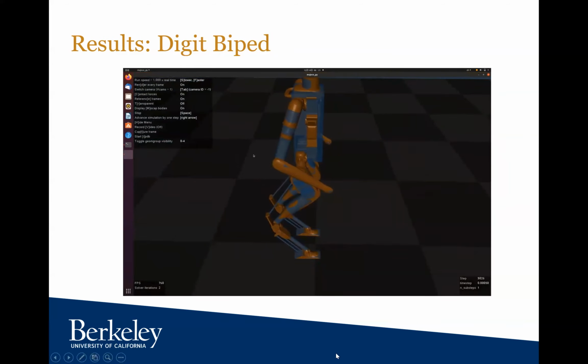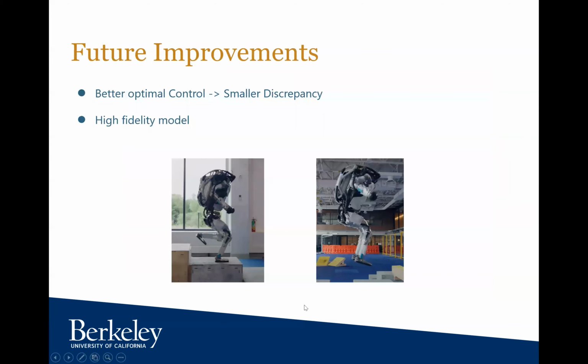In the future, better optimal control can be adopted, such as smaller test times to reduce the discrepancy. Also, a high-fidelity model can be adopted to get more rapid learning speed and fewer training steps. And that is our project. Thank you.